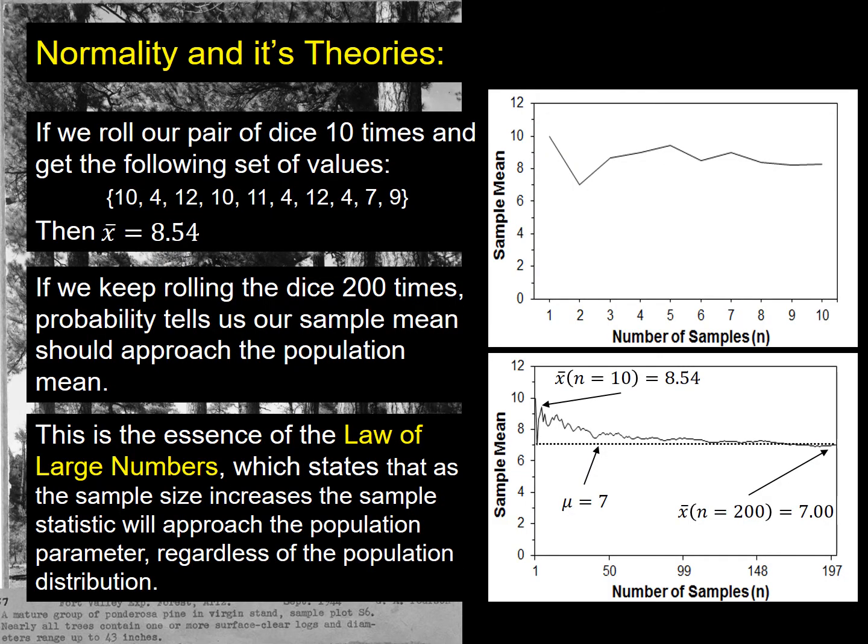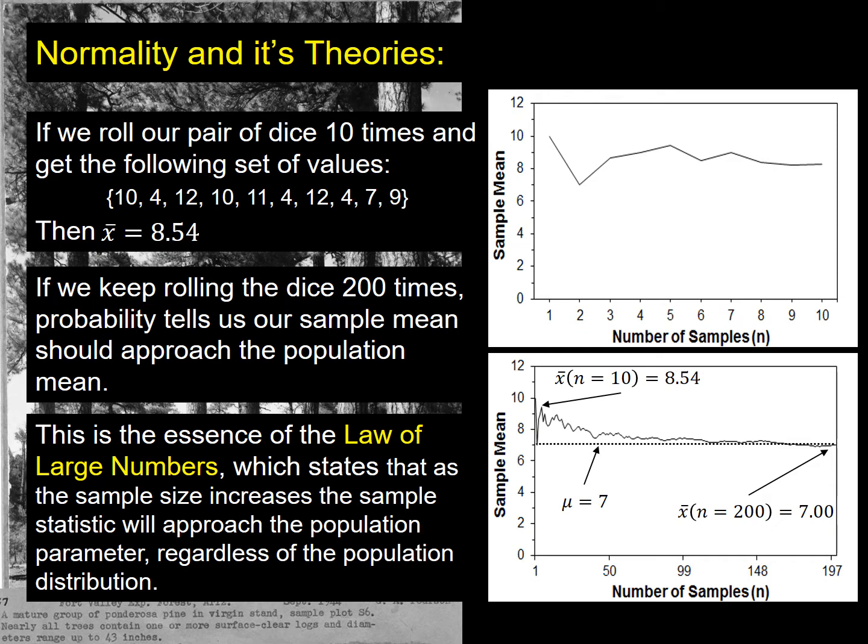If we roll a pair of dice 10 times as a sample, we get the following set of values: 10, 4, 12, 10, 11, 4, 12, 4, 7, 9. From these, we can calculate the sample mean as 8.54, which differs from our expected population mean of 7. But if we roll that pair of dice, say 200 times, probability tells us our sample mean should approach the population mean, and we can see that eventually it does.